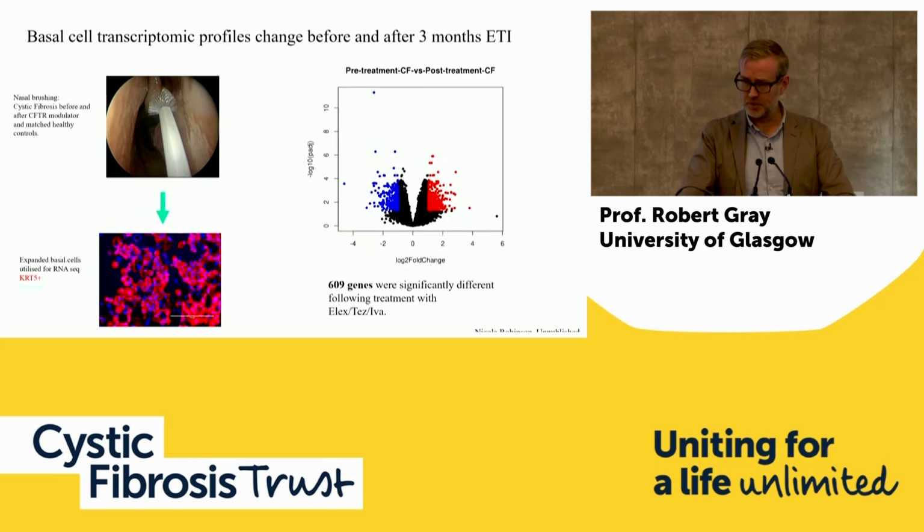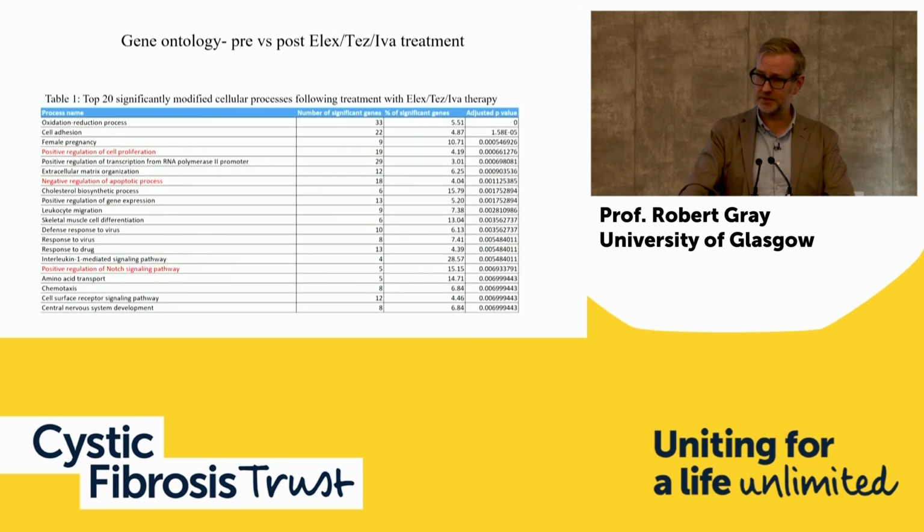So our next question was, what would be the impact of modulator therapy in this setting? And here Nicola's taken basal cells from nasal brushings in patients who have taken 3 months of modulator therapy. And what she showed was that actually in patients who had been on therapy for 3 months, when we took those basal cells out of the nose and cultured them, they actually had a significantly different transcriptional profile. And lots of genes were changed after that 3-month treatment period. And several of the pathways that came up on ontology analysis were pathways that would be associated with tissue regeneration.